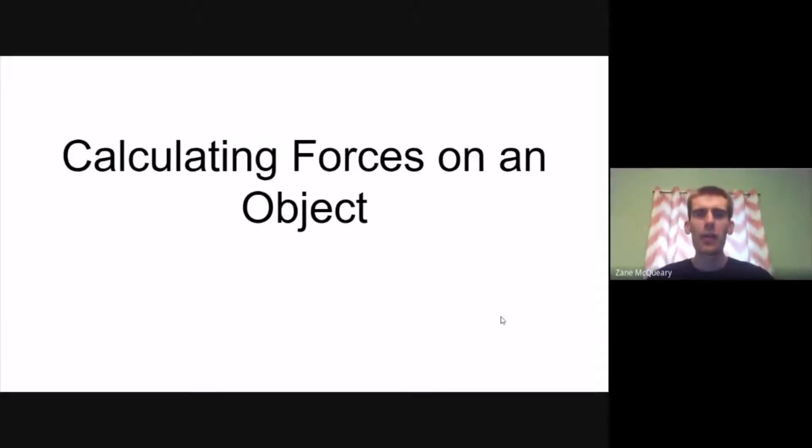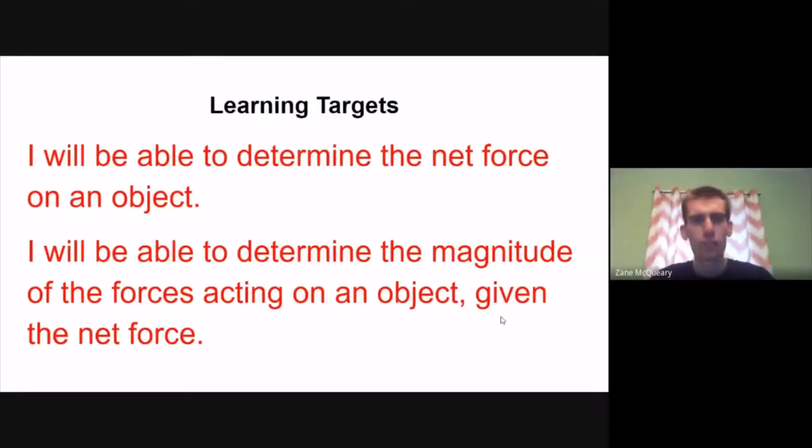McQueary. Today we're going to be talking about calculating the forces on an object, aka net forces, determining those forces, and also talking about if we do have the net force, how do we find that missing force component in there? So two learning targets today: determining the net force of an object, and then determining the magnitude of the forces if we are given the net force. So essentially, we're working backwards from the first learning target.